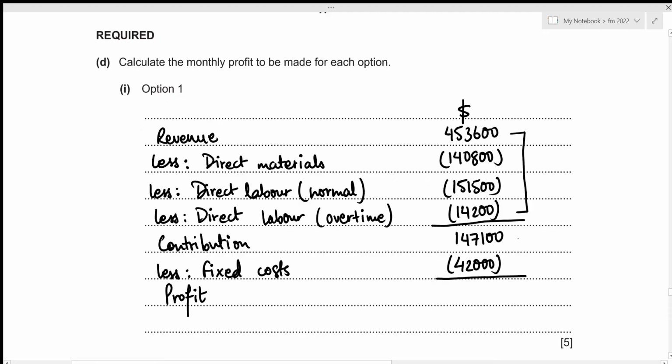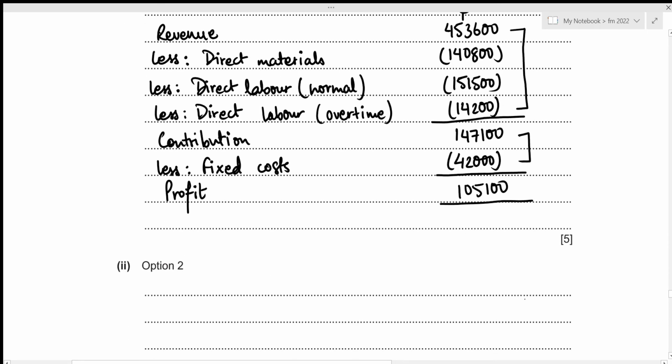And this amounts to 147,100 minus 42,000, which results in 105,100. Alright, so this is the profit to be made under option 1. Now for the second part, we need to calculate the monthly profit under option 2. So let's have a look at our option 2 first.